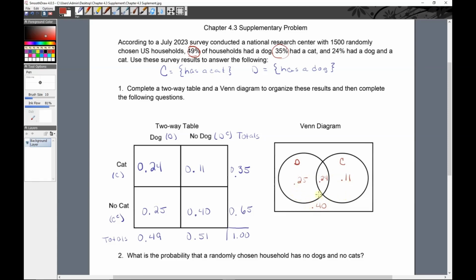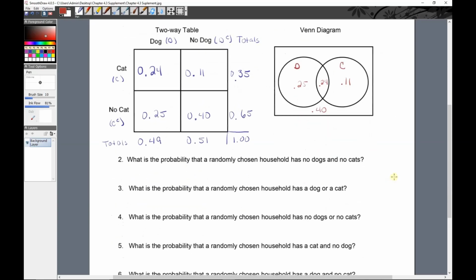So now we've got a complete Venn diagram. We have a complete two-way table. We should be ready to go to answer some questions. So let's see what we have for questions.